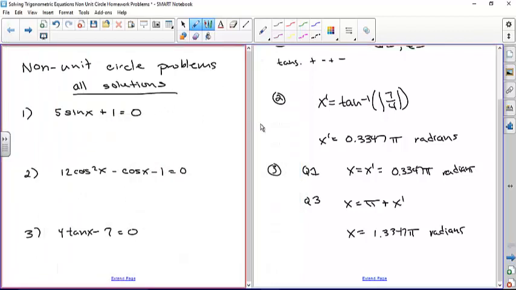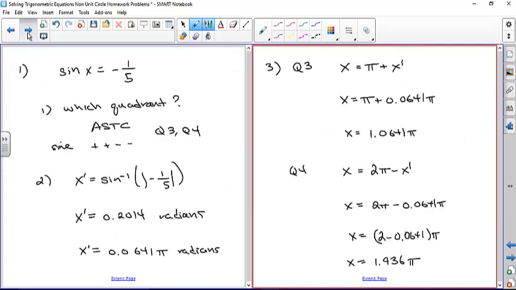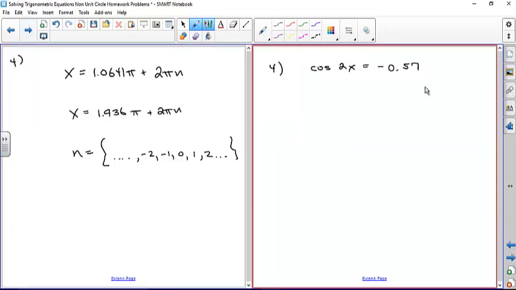Okay, and one more. This one is a multiple angle problem. Just want to show you how to do that. So just like in previous things, we define a new variable. Theta is 2x. So we get the cosine of theta is equal to negative 0.57.